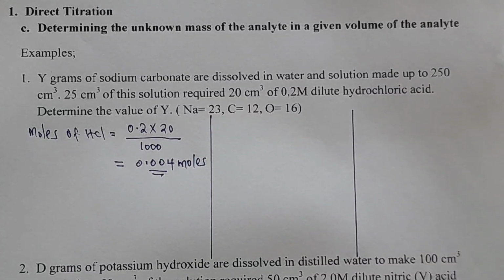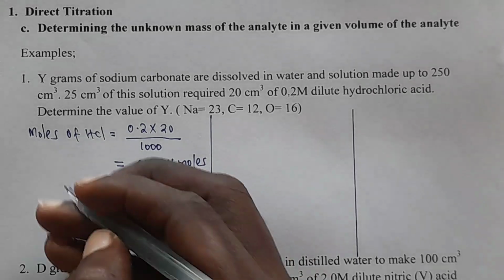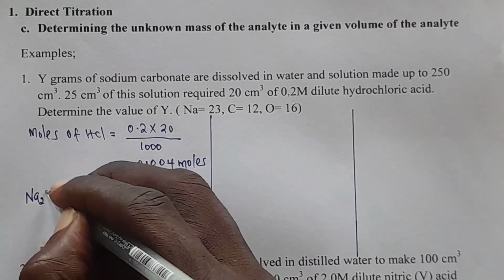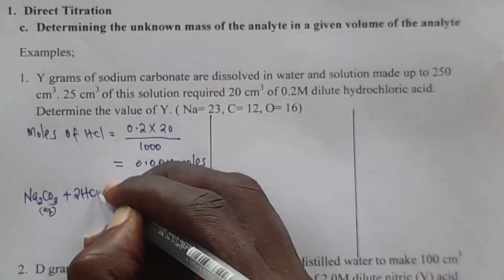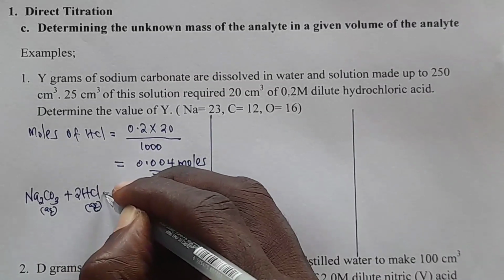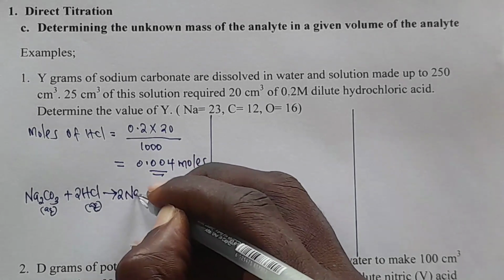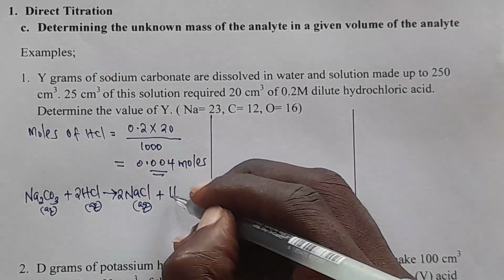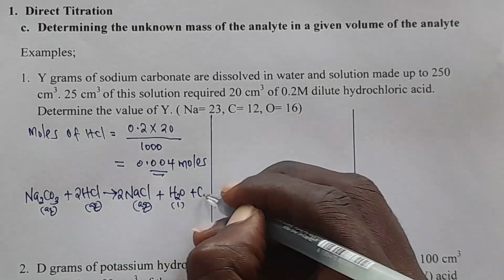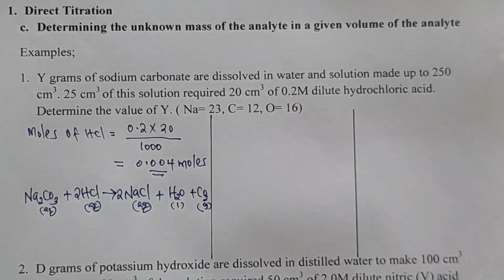So next, we are supposed to get the number of moles of sodium carbonate solution by using the reaction between sodium carbonate and dilute hydrochloric acid. Then using the mole ratio, we can get the number of moles of sodium carbonate solution. So the reaction is sodium carbonate solution reacting with the hydrochloric acid. We put a 2 to balance the equation. We are going to get 2 NaCl solution plus water liquid plus carbon dioxide, which is a gas.